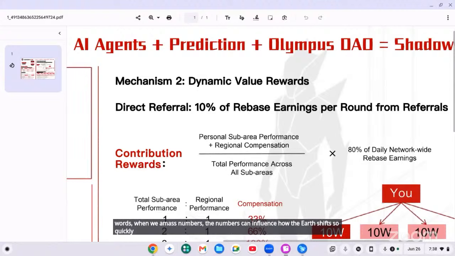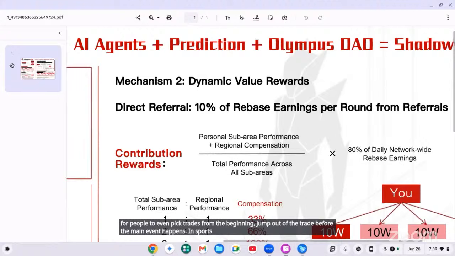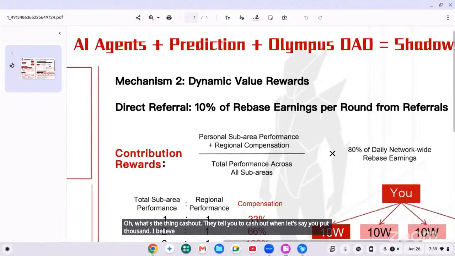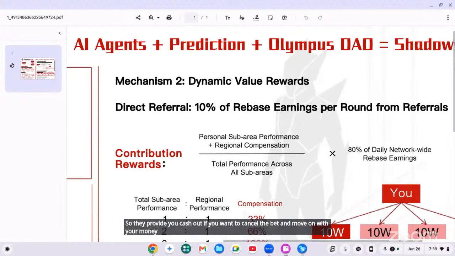And that can create a very beautiful arbitrage opportunity for people to pick trades from the beginning and jump out of the trade before the main event happens. In sports, it happens a lot. What's the term they use for it? Cash out. They tell you to cash out when, let's say, you put in 1,000. I believe from the beginning Ghana is going to beat England, and the odds were, let's say, 10. So they provide you a cash out.